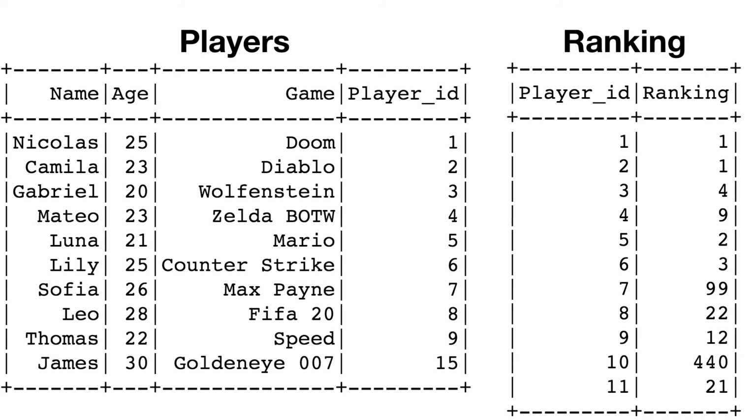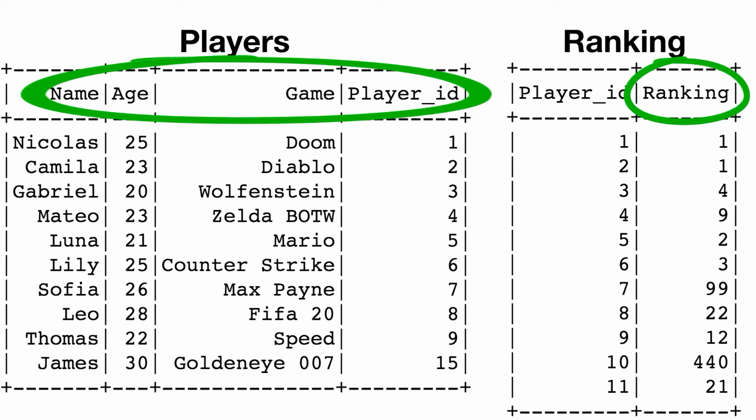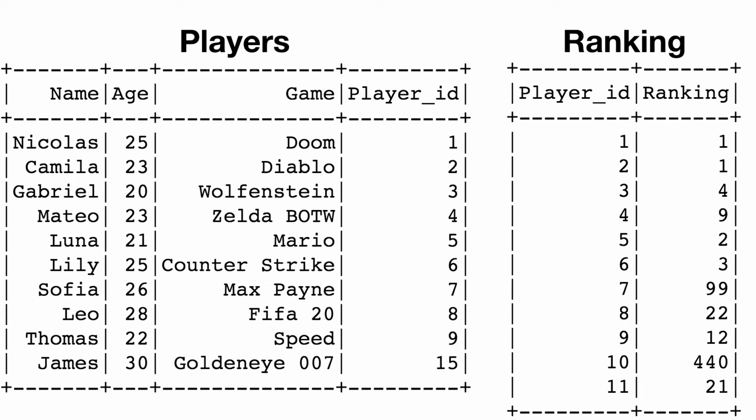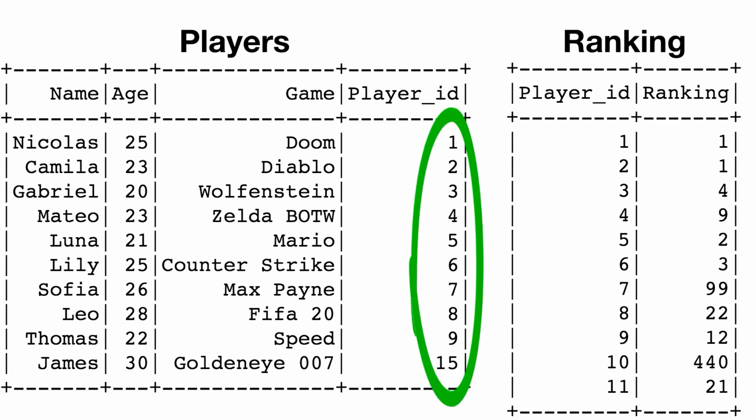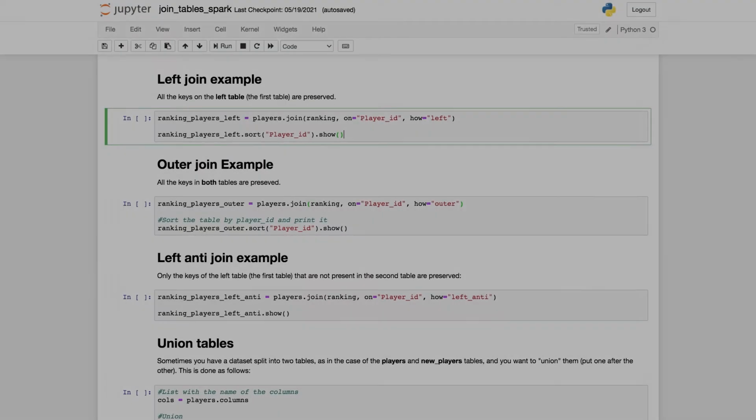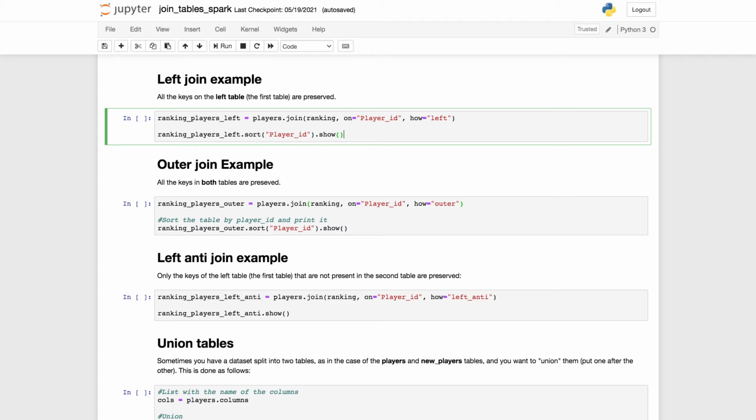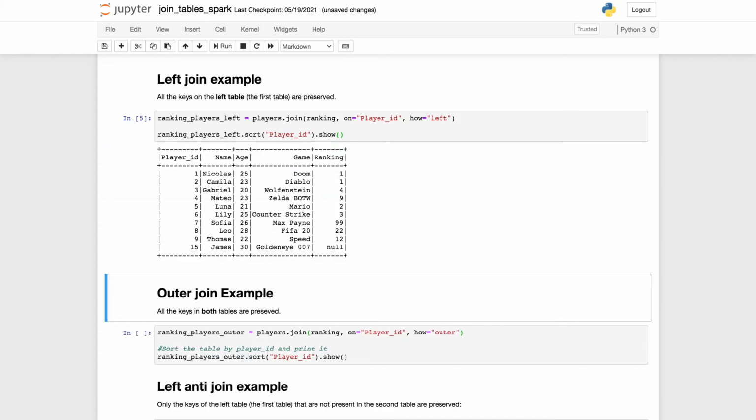So what's gonna happen is that our new table is going to have the columns name, age, game, player ID, and ranking. And because it's going to be a left join, we're going to retain all rows from the table players while getting rid of these two rows from the table ranking, because player ID 10 and 11 are not found in the table players. Alright, let's run this cell and let's see what we get. Exactly what we wanted.